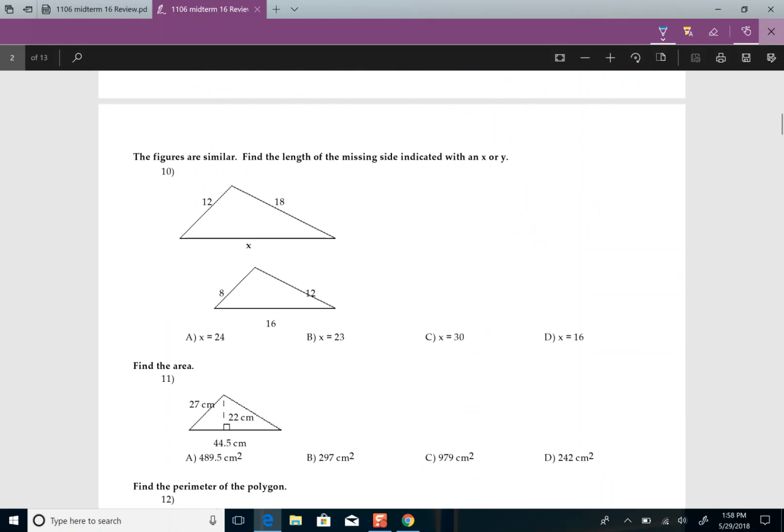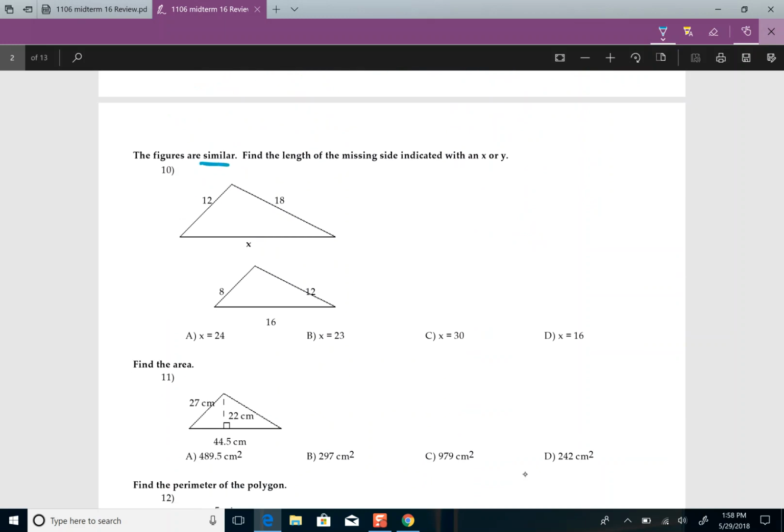Right. And 10, the important word here is similar. It says the figures are similar. Find the length of the missing side indicated with X or Y. So I can see I have an X right here. It's important that we look at corresponding sides. So the 12 goes to the 8, the X goes to the 16. So I'm going to compare 12 over 8, and then I'm going to compare X over 16. Remember, when we do this, we have to keep proportions the same. So when I use big triangle over little, I want to do big triangle over little.